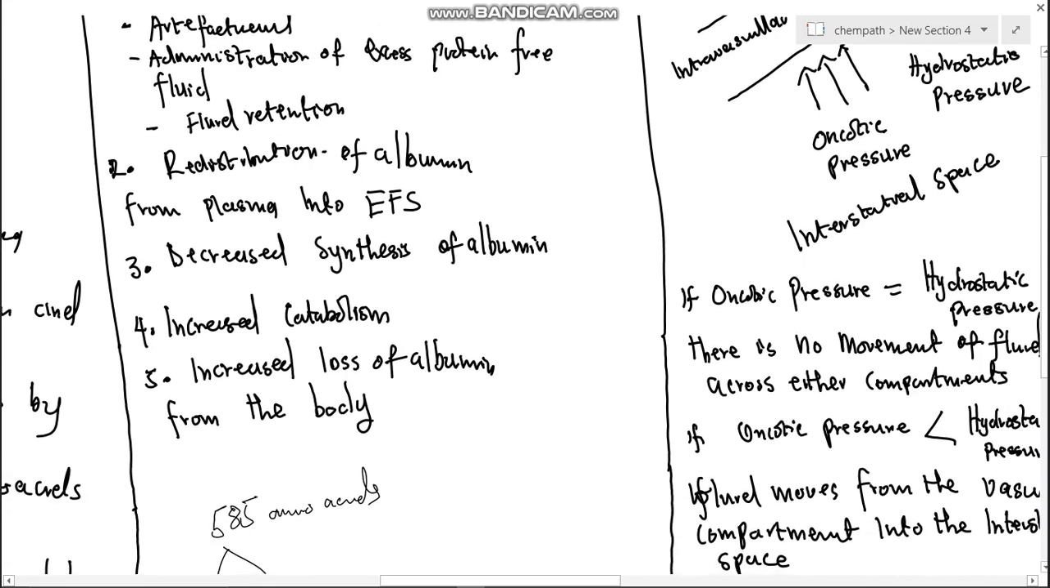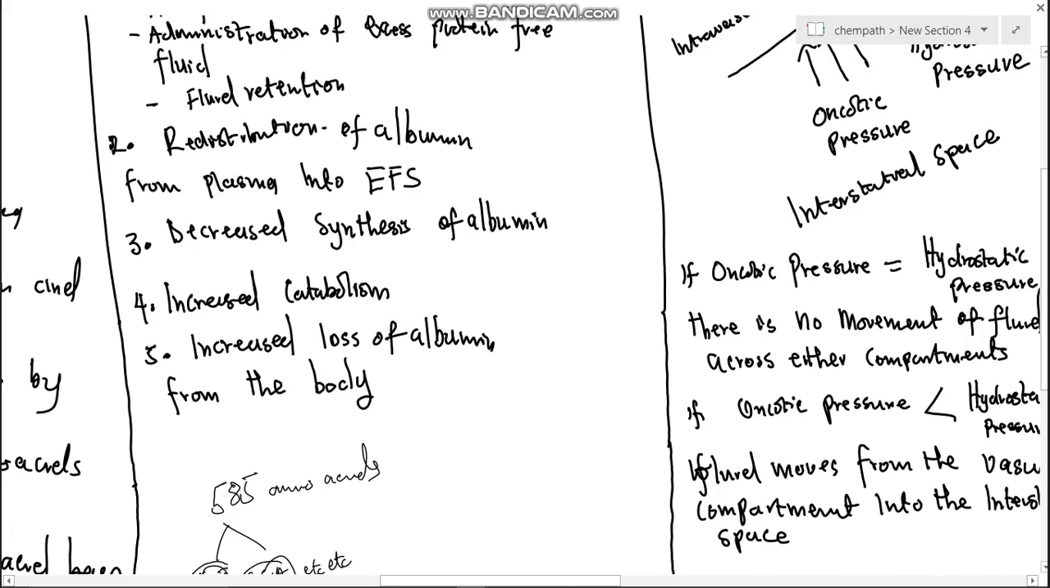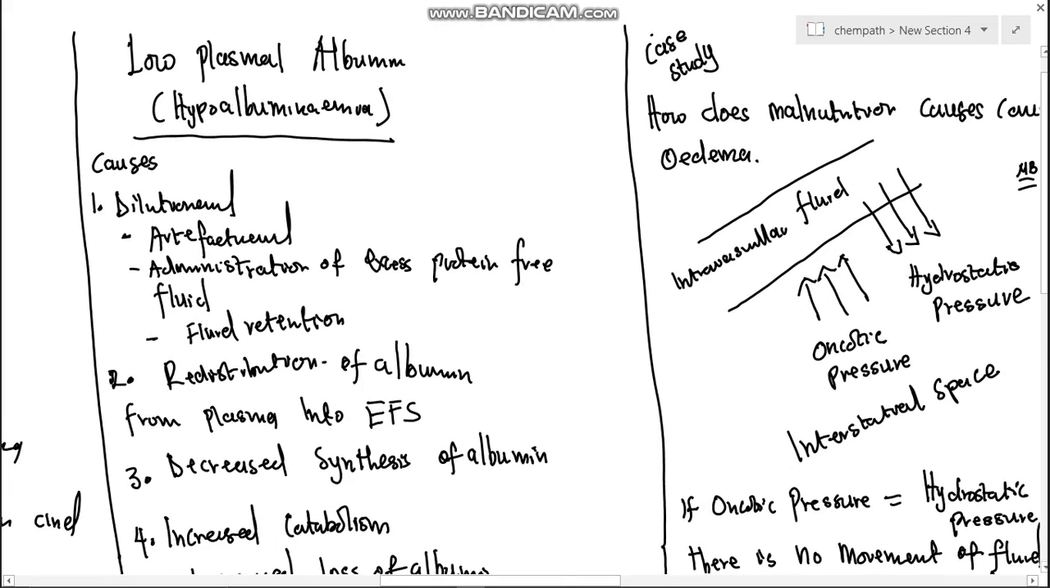Then increased loss of albumin from the body. So for instance, in situations like nephrotic syndrome, where there is a defect in the glomerulus of the kidney, there seems to be a leakage of albumin, and it is excreted into the urine, and this also can cause significant loss of albumin from the body. Alright, so that is it for albumin.